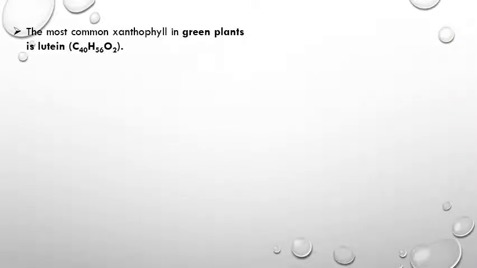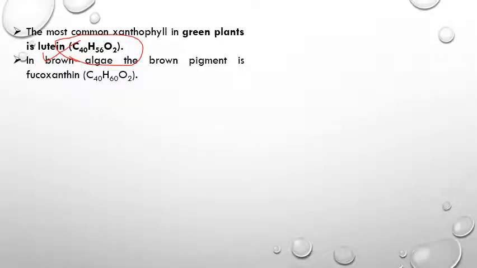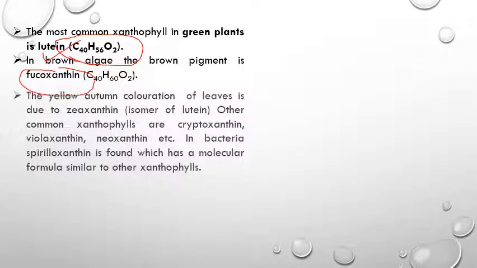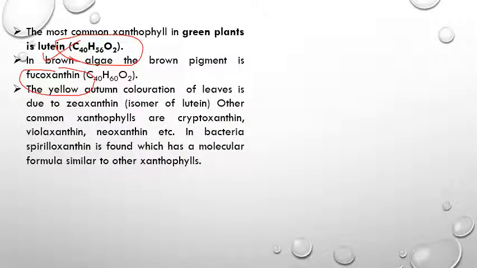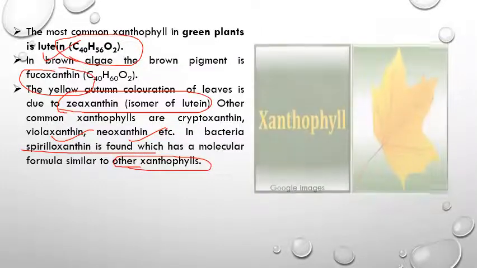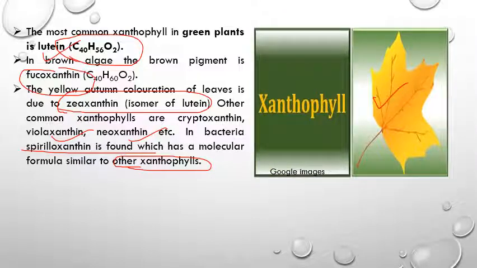The most common xanthophyll in green plants is lutein, and in brown algae, the brown pigment is fucoxanthin, which we have already discussed. The yellow autumn coloration of leaves that we see in winters is due to zeaxanthin, an isomer of lutein. Other common xanthophylls are cryptoxanthin, phylloxanthin, neoxanthin, etc. In bacteria, spiroxanthin is found, which has a molecular formula similar to that of other xanthophylls.